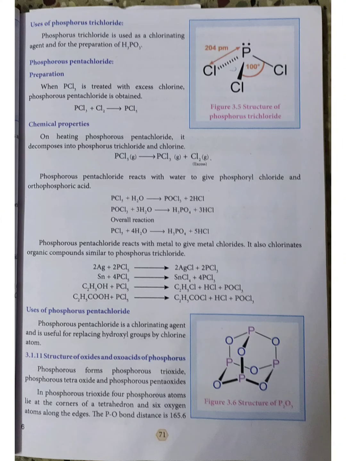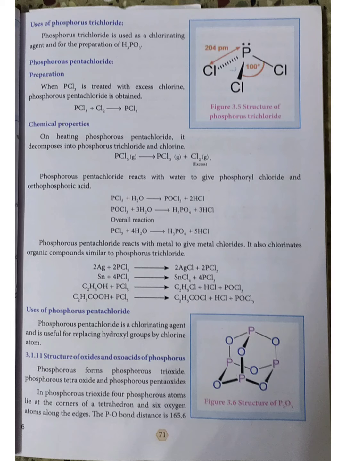Structure of oxides and oxyacids of phosphorus. Phosphorus forms phosphorus trioxide, pentoxide and tetroxide. In phosphorus trioxide, 4 phosphorus atoms lie at the corners of a tetrahedron and 6 oxygen atoms lie along the edges. The P–O distance is 165.6 picometer, which is shorter than the single bond distance of P–O, 184 picometer, due to pπ-dπ bonding, and results in considerable double bond character.